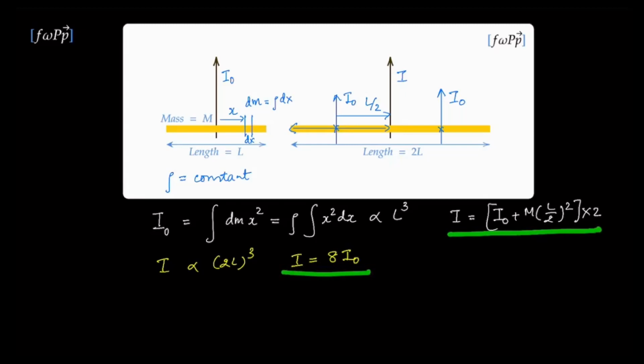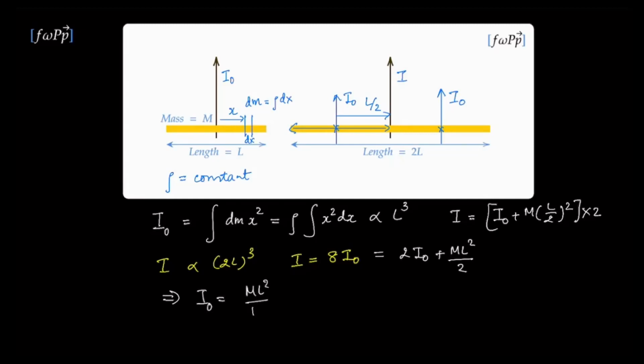They have to be identical, so we shall equate them. 8 I naught equals 2 times (I naught plus m L squared by 4). And that implies that the moment of inertia I naught is m L squared by 12. Now this is the moment of inertia we would have arrived at if we had carried out this integration.